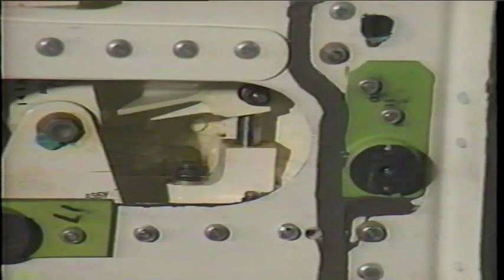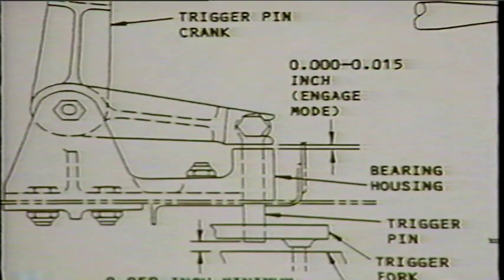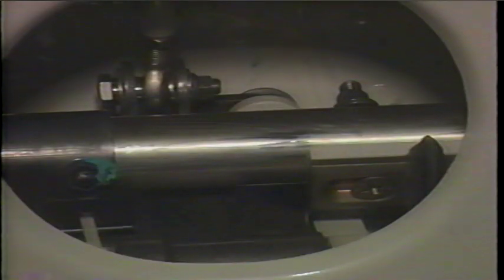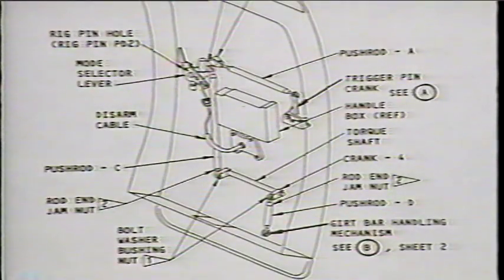The trigger pin should be in full contact with the trigger on the upper hinge assembly when the pin is extended. Insert a 1/4 inch rig pin through the girt bar mechanism support bracket and crank. If the rig pin cannot be inserted because of misalignment of the rig pin holes in the slider cam and bracket, adjust the length of the connecting push rods C and D between the crank and the mode select lever housing as needed to align the 2 holes. This procedure positions the actuating bell crank in the engaged mode.